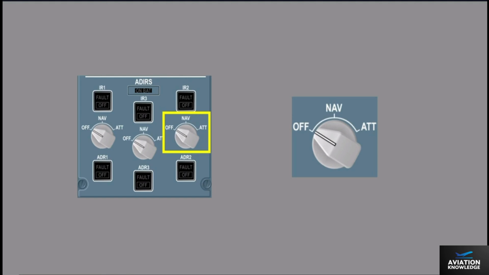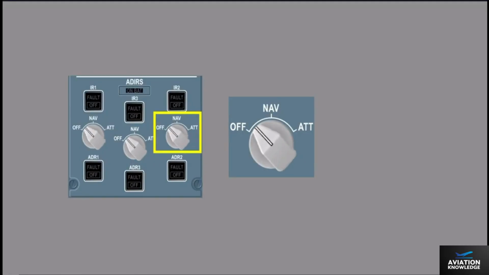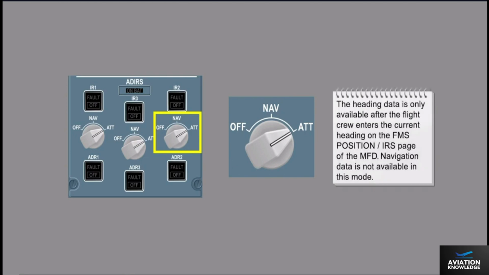In the off position, the selected ADIRU is unpowered. Navigation is the normal mode of operation of the inertial references, and it provides navigation, attitude, and heading data. Attitude is the abnormal operation mode of the inertial references, and it provides only attitude and heading data. The attitude mode can be used in flight, and may provide a means of regaining some inertial reference data following a failure.